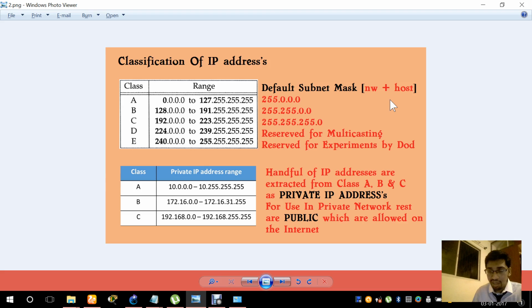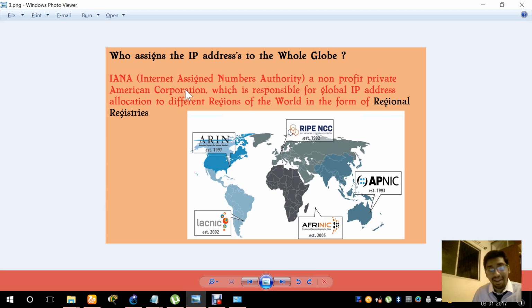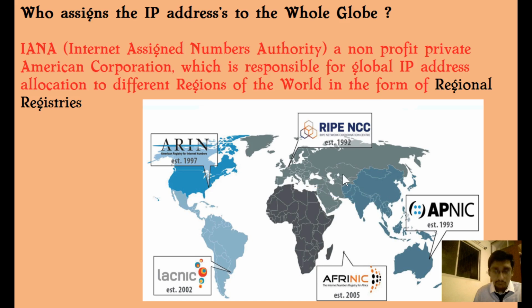So allow me to introduce to you the authority, the big boss, which is IANA, Internet Assigned Numbers Authority. It is a non-profit private American corporation which is responsible for global IP address allocation. This whole mumbo jumbo is done by IANA. How did IANA do this? It divided the whole world into different regional registries. Okay, RIR, regional internet registry, and it divides the world into five places.